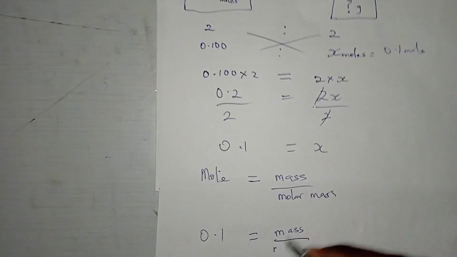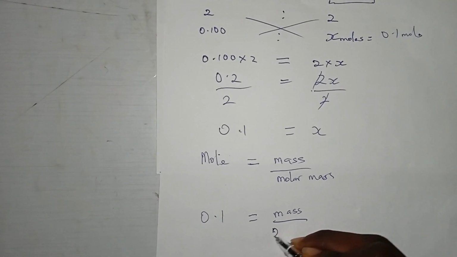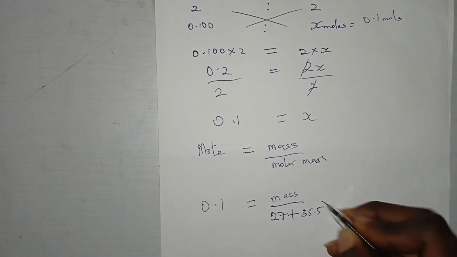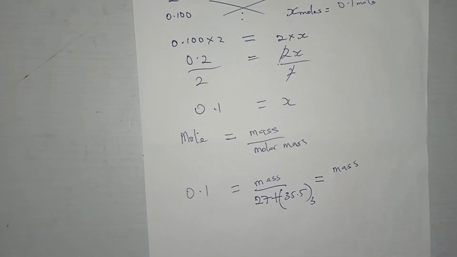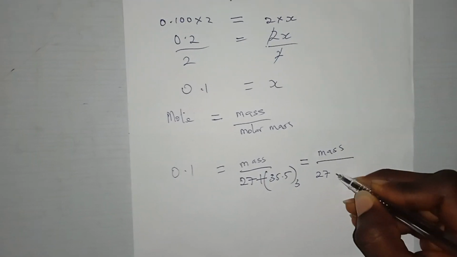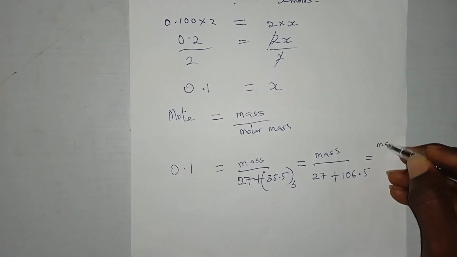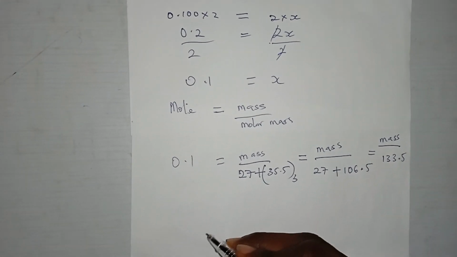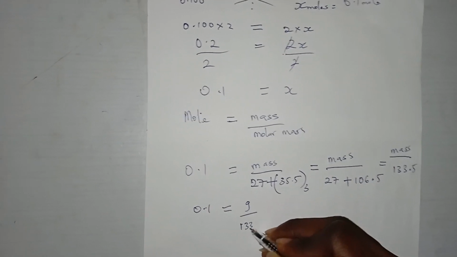And the molar mass of AlCl3 is going to be 27 for aluminium, plus chlorine is 35.5, so times 3. So this is the same thing as having mass all over. When you do the punching, you have 27 plus 106.5, which gives you mass all over 133.5. And when you have that 0.1 equals mass over 133.5.